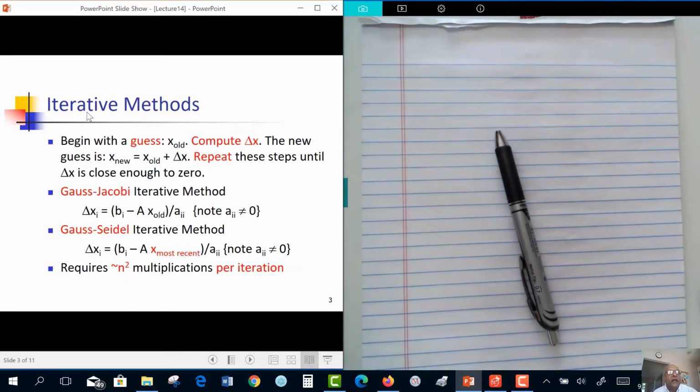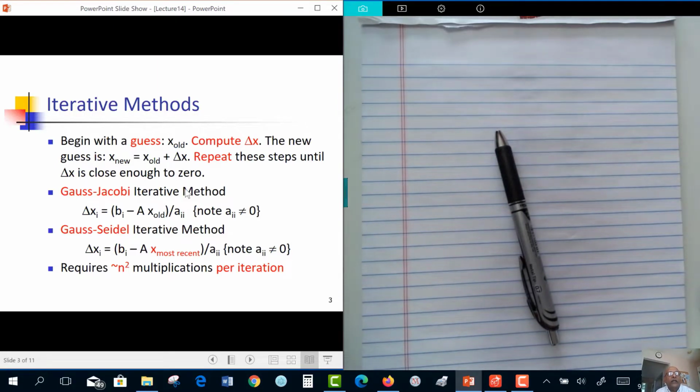So let's look at iterative methods. Just like one equation, one unknown, here we begin with a vector. So we begin with a vector guess x old. Then we compute delta x. This computation depends on the method we use. And then our new vector is old vector plus this delta x. We repeat these steps until delta x is close enough to 0, matches one of our convergence criteria.